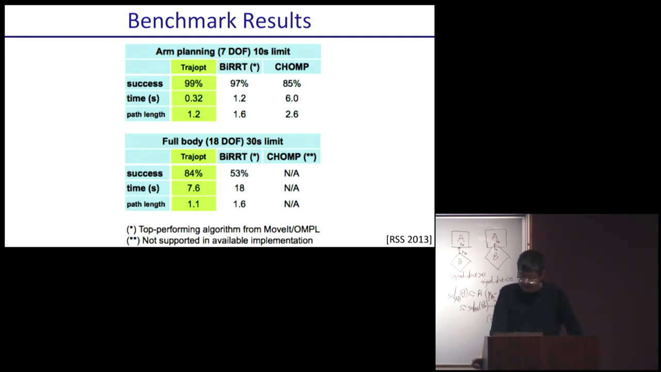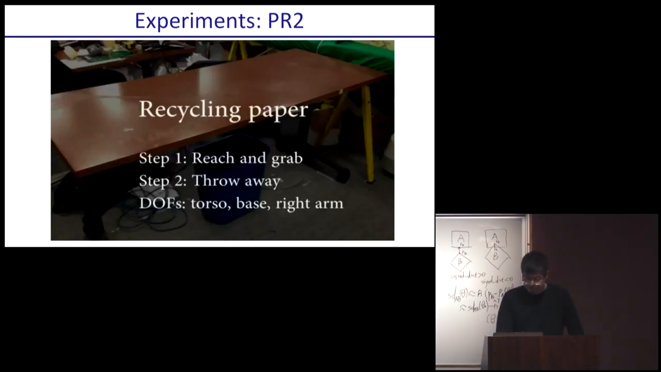We find that Trajopt is much faster than sampling-based methods like bidirectional RRT and Tromp. And if we check the success rate, it's higher and the path length is shorter. So in this kind of problem, Trajopt is good. It is better than the other two. One more example.